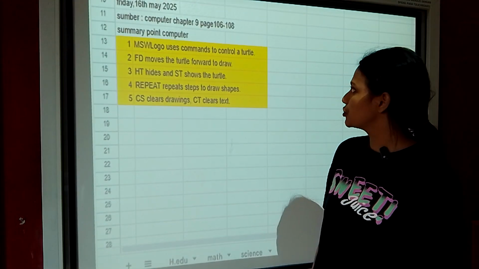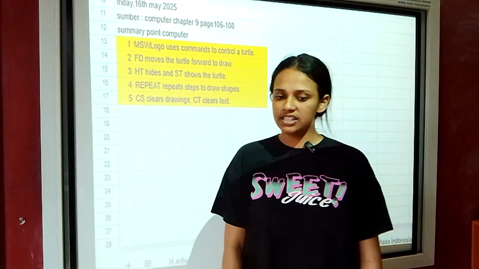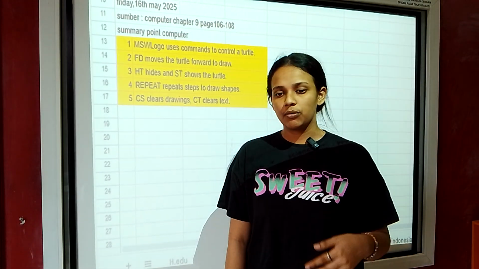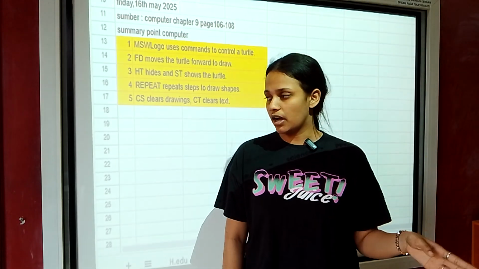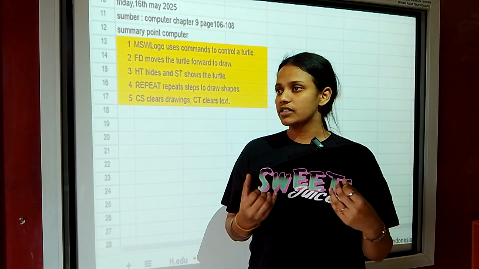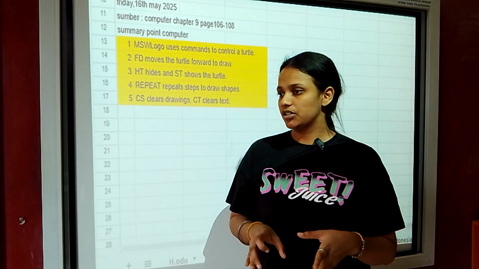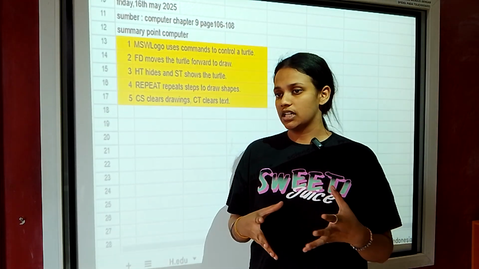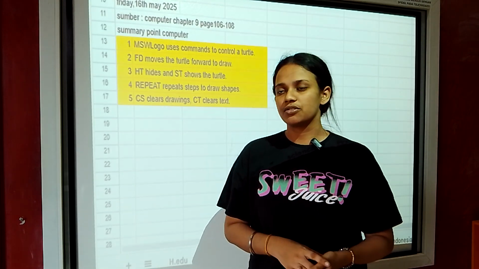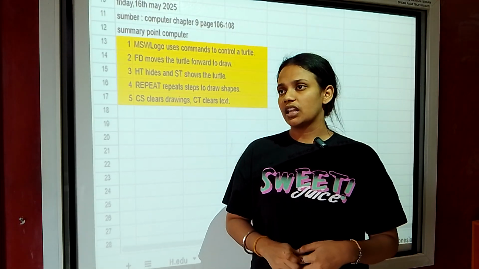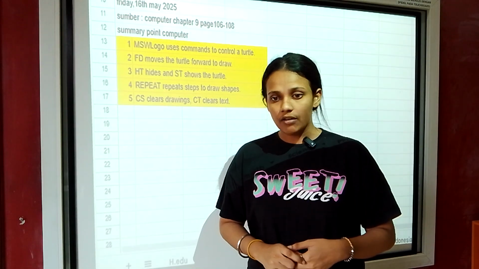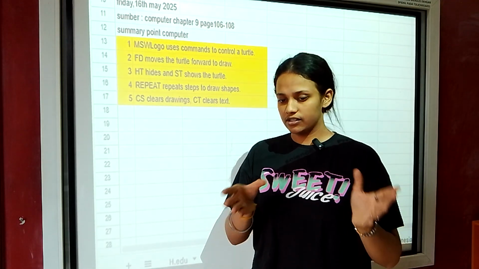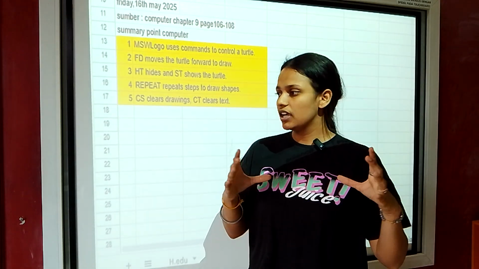MSW Logo is a command to control the turtle. So in MSW Logo, whenever we want to move the turtle forward, backwards, right, or left, we can type commands as instructions so that the turtle can draw a picture. For example, if we want to make a square, we can type a command like repeat 4 FD 100, and you can see the square in the drawing area.